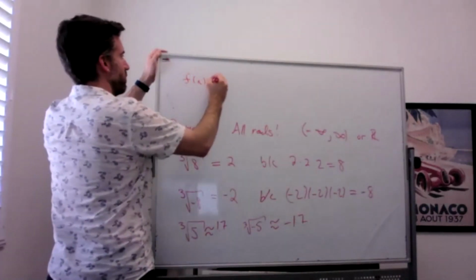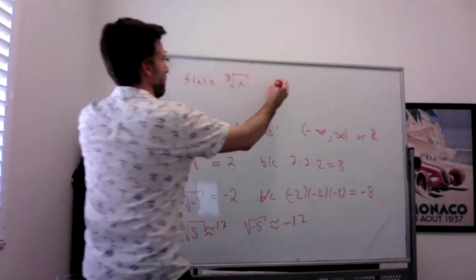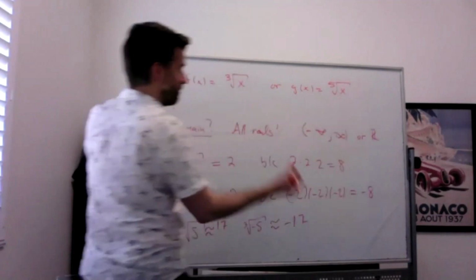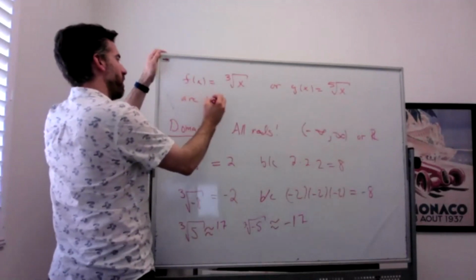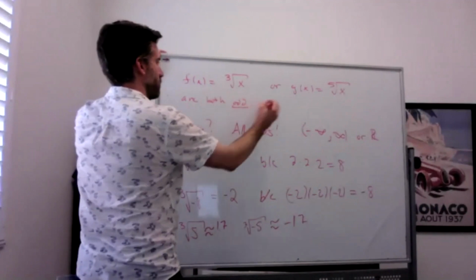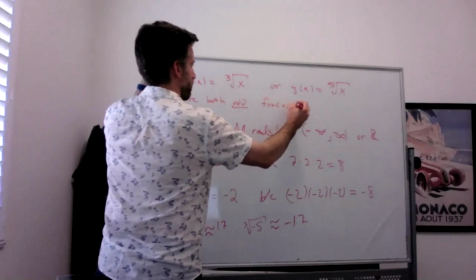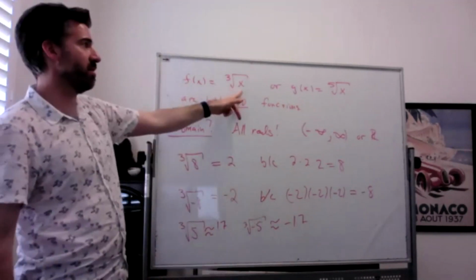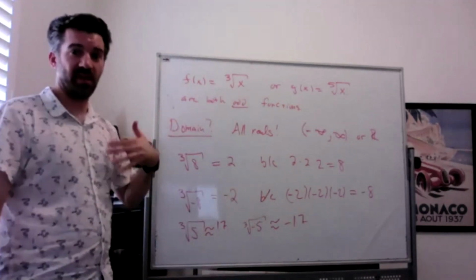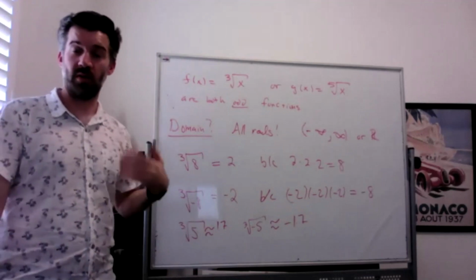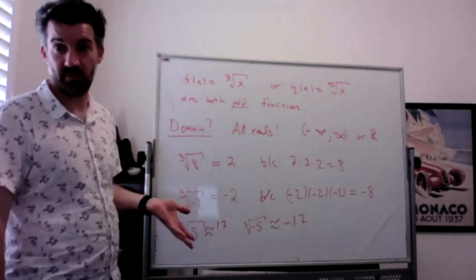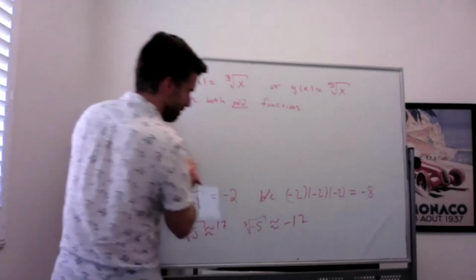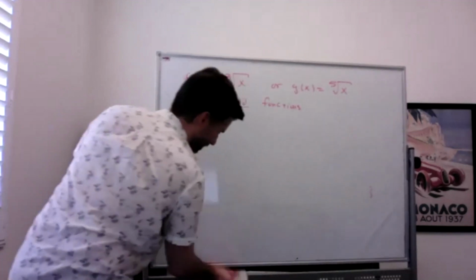F of x equal to the cube root of x, or g of x equal to the fifth root of x, for example, are both odd functions. Right? If you take the cube root of a positive number, you get a positive result. If you take the cube root of a corresponding negative number, you get the corresponding negative result. And you can also see this graphically.